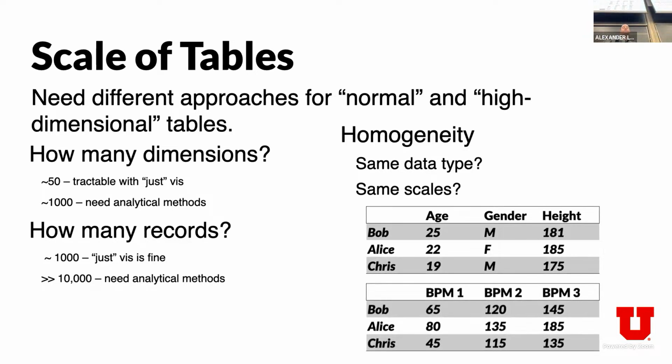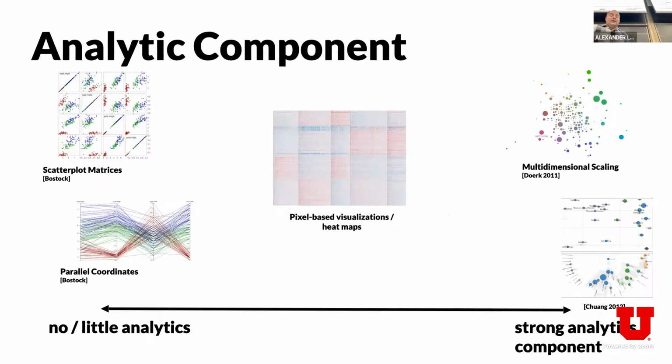They have very different properties. And so what do I mean with analytical component? Here is like a spectrum from no to little analytical components to very strong analytical components. So on the left, we have things like the scatterplot matrix, which is just like a combination of scatterplots, or the parallel coordinates plot that we just talked about earlier. In the middle, we have a pixel-based visualization, a heat map.